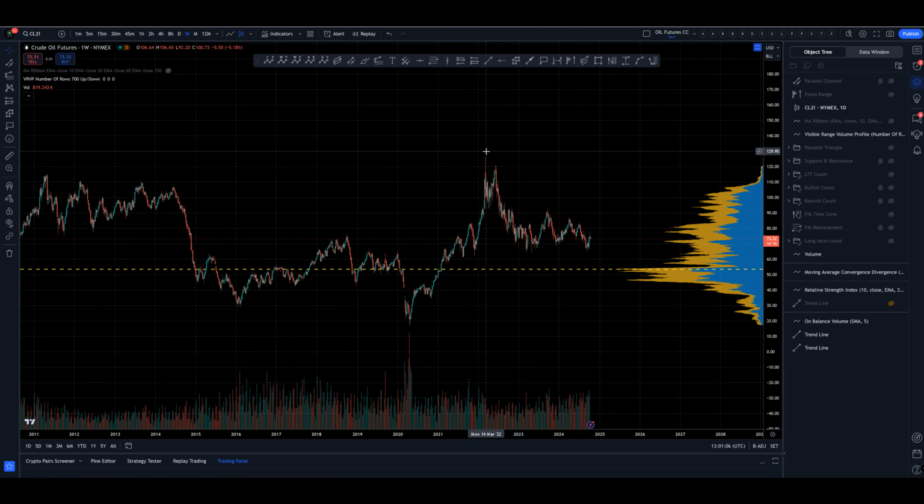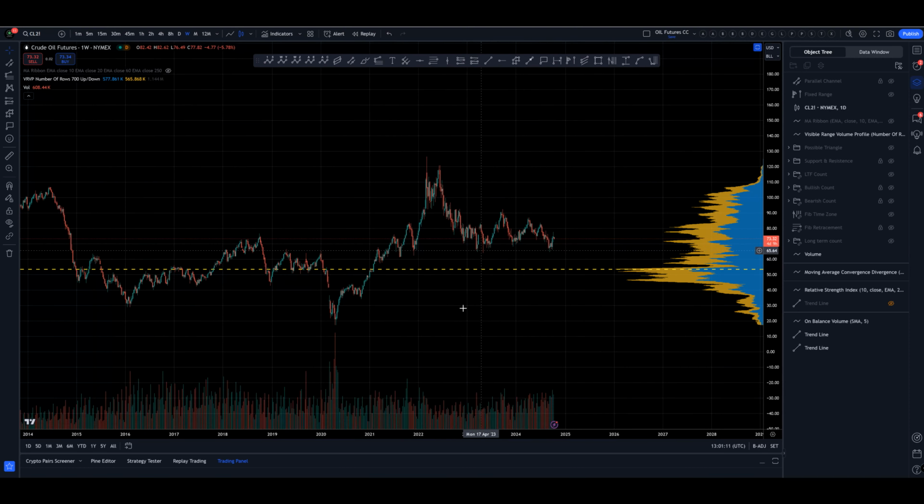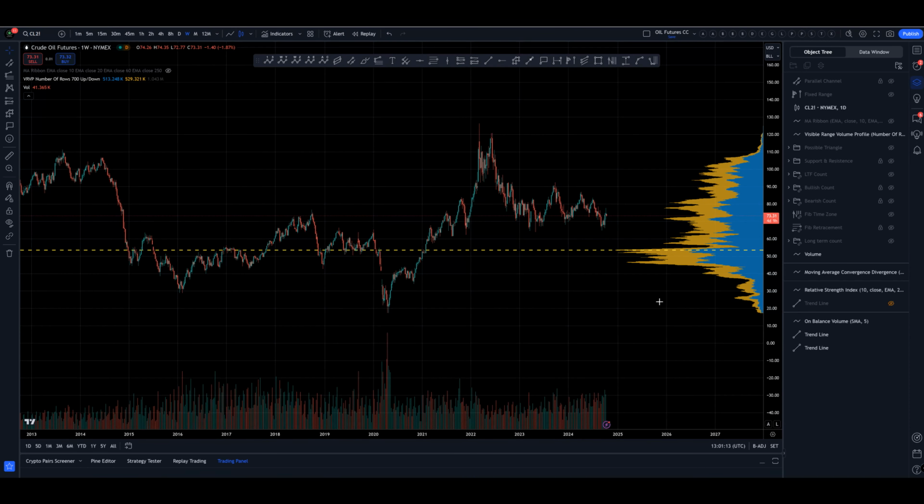So we've got a wave 1. Are we done yet in a wave 2? Possibly. Let's have a look at some evidence with some classical analysis first, then we'll come over and have a look at the Elliott wave counts.